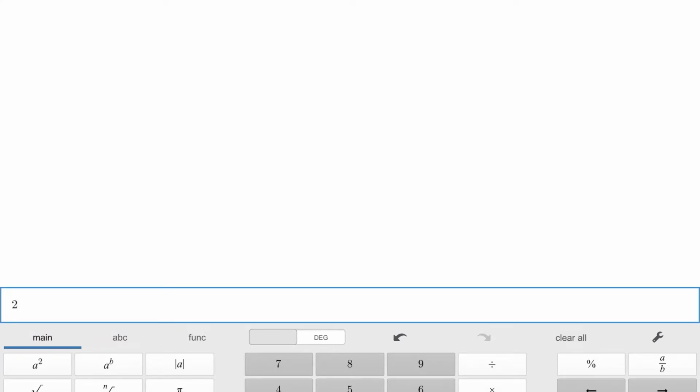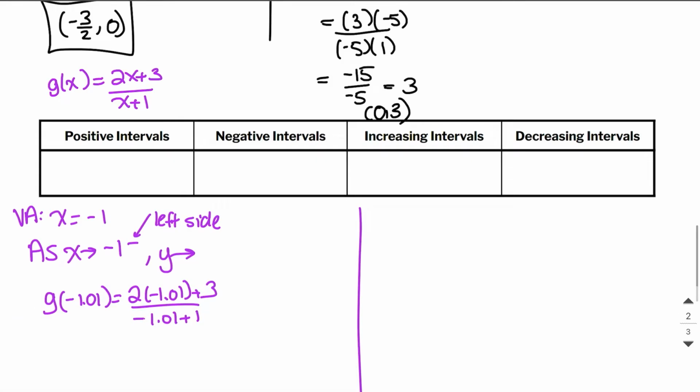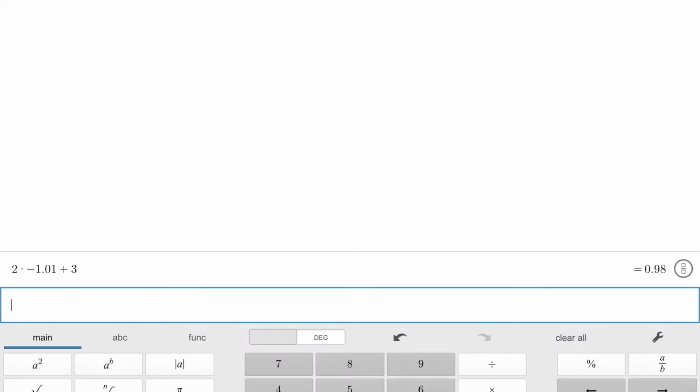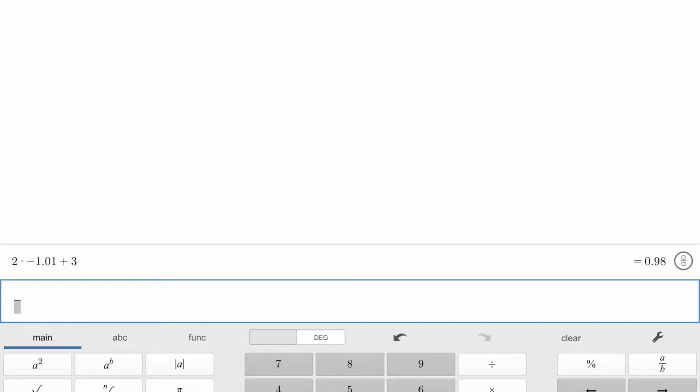So I will type in 2 times -1.01 plus 3, and I end up getting 0.98. So here I can say this is 0.98 over, and then -1.01 plus 1 is -0.01. When I divide that out, I end up getting -98. So I'm going to put it all into one fraction. So here you can see, again, we get -98.